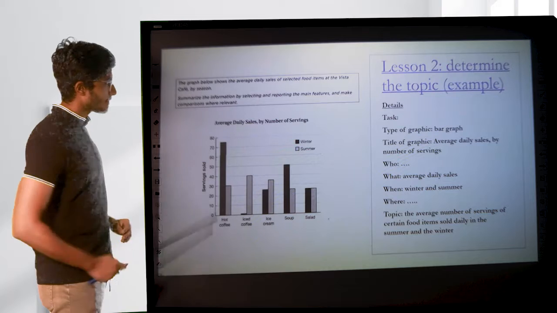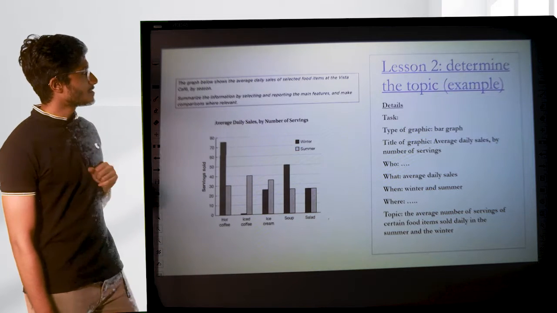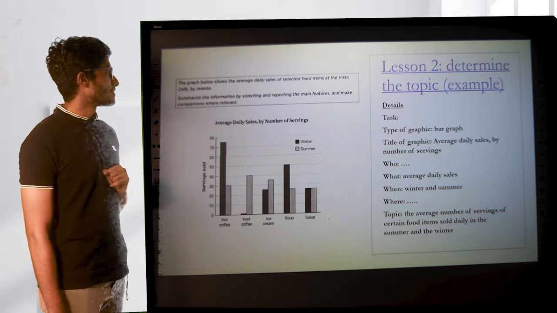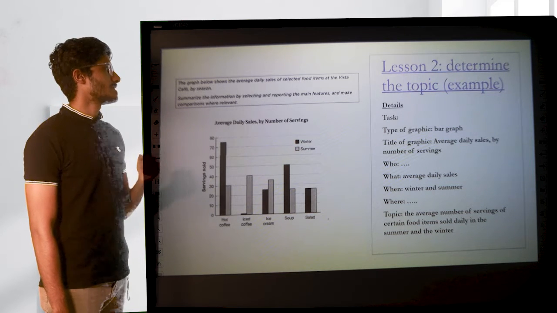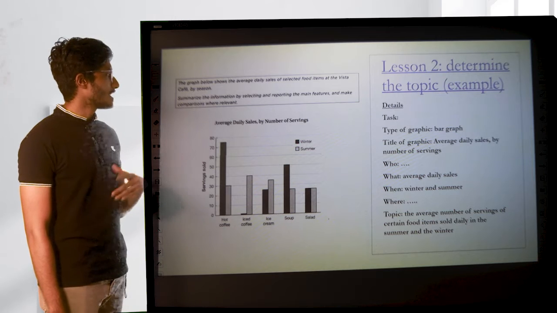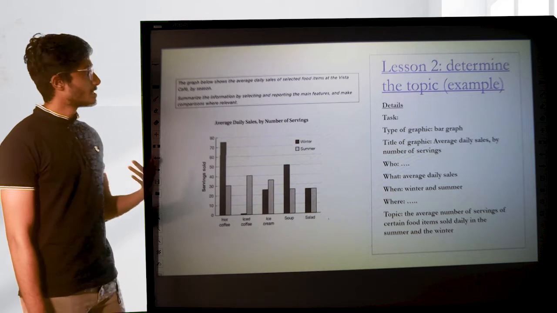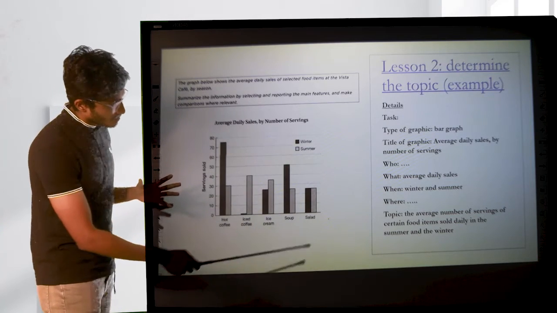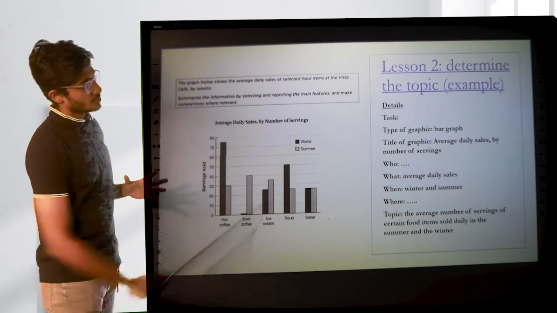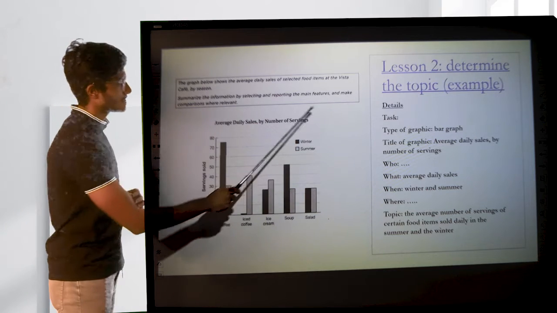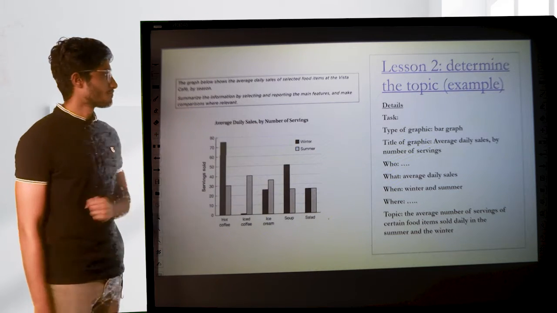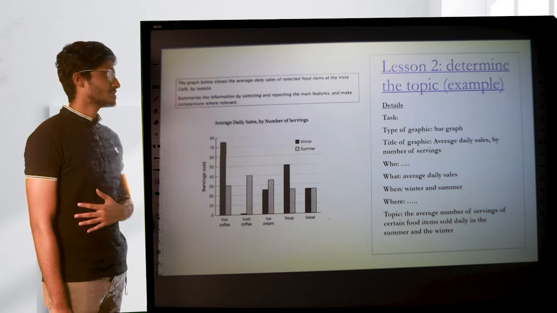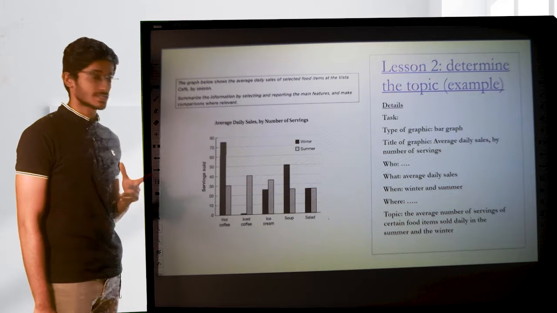So here we have a graph. The graph shows the average daily sales of selected food items at the Vista Cafe by season. Summarize the information by selecting and reporting the main features and make comparisons where relevant. So here, let's try to break down this graph according to those points. The task is this one, what they are telling you to do. So you have to summarize the information, selecting and reporting the main features and make comparisons where relevant. So this is your task.